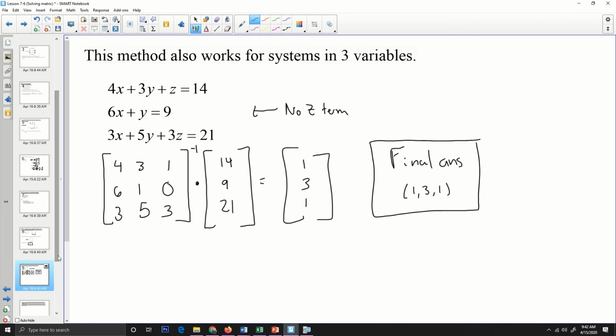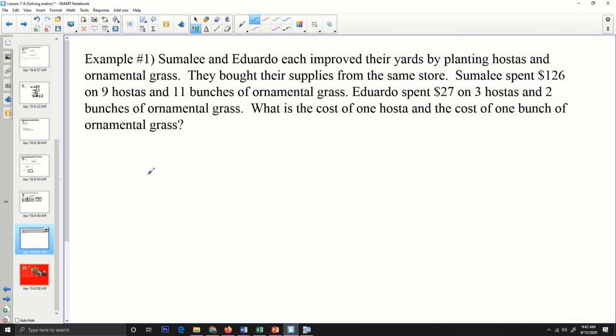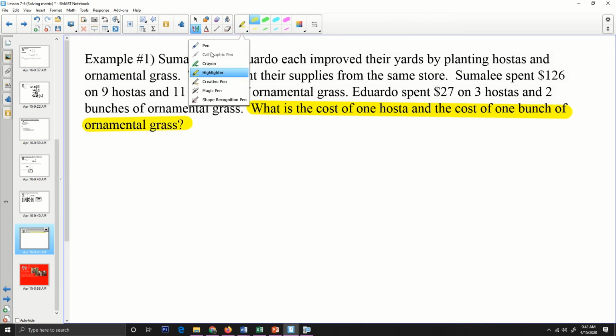All right, so let's talk about how we would do an example. Sumali and Eduardo each improved their yards by planting hostas and ornamental grass. They bought their supplies at the same store. Sumali spent $126 on 9 hostas and 11 bunches of ornamental grass. Eduardo spent $27 on 3 hostas and 2 bunches of ornamental grass. What is the cost of 1 hosta and what is the cost of 1 bunch of ornamental grass? Now, this sentence right here tells us what the variables of this particular problem are, because that is what it's asking us to find.